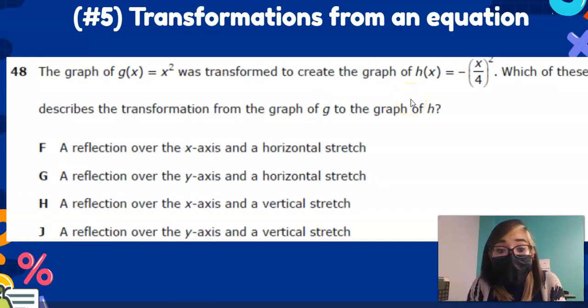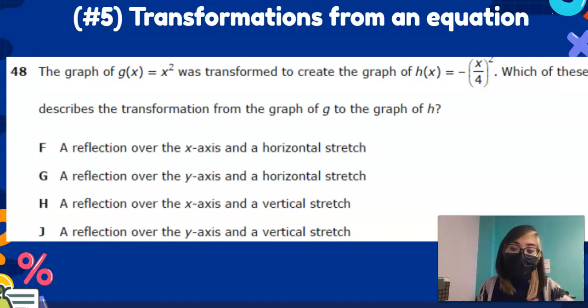Similarly here, we're going to do the same thing. They give us our transformation function, h of x equals negative x over 4 squared. Now first off, a negative is its own transformation. So this negative, once again, is a reflection. So we're either reflecting across the x-axis or across the y-axis.